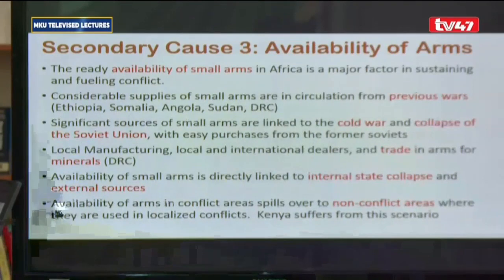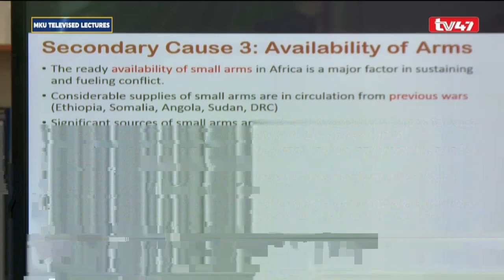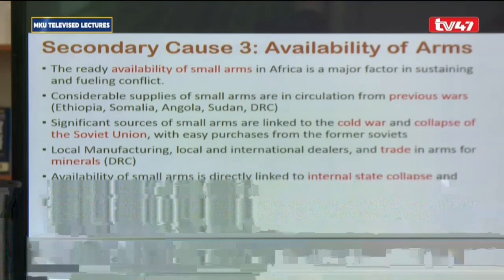Then the other secondary cause in Africa is availability of arms, especially small arms. The wars that have taken place in Africa, in Ethiopia, Somalia, Angola, Sudan, and the Democratic Republic of Congo, have left leftovers. Even though in some of these cases, like Angola, we no longer have armed conflict, we still have an abundance of small arms that are still in the hands of people. So the availability of these arms contributes to the flaring of these conflicts.